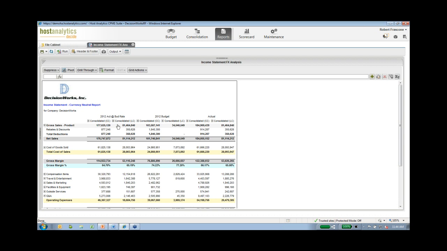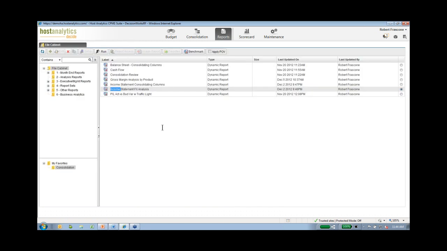So I'm just using some math behind the scenes, creating a separate scenario and dropping that scenario into a report to really isolate that. So I've got my actual income statement, I've got my 2012 budget, and now I've got my 2012 actuals at that budget rate. So that's one example. We have more examples of a financial statement report itself.